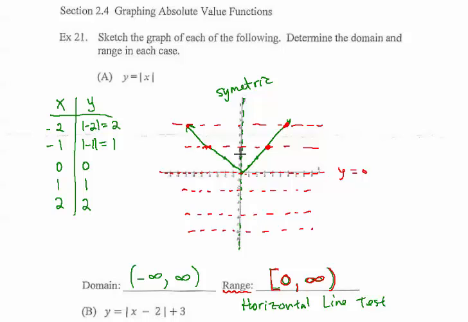Now, if we shift the graph, if we start adding in numbers along with the x on the inside and the outside, what that does is it shifts this graph up, down, left, and right. And so there's a possibility for the range to change.